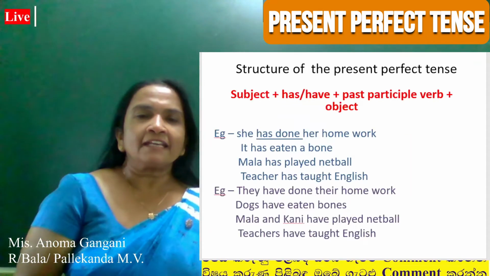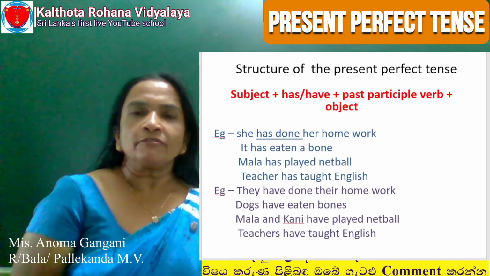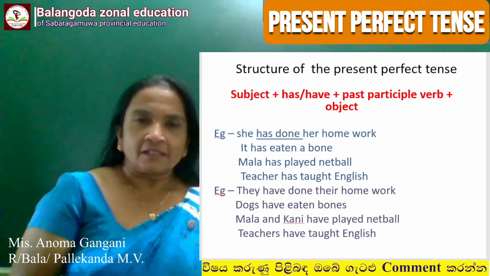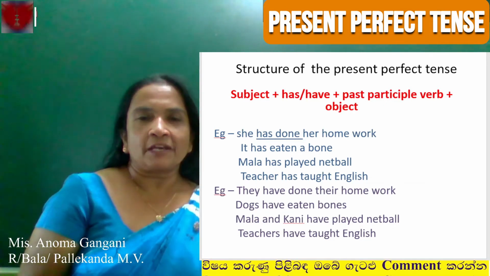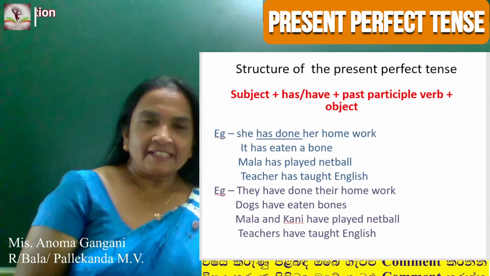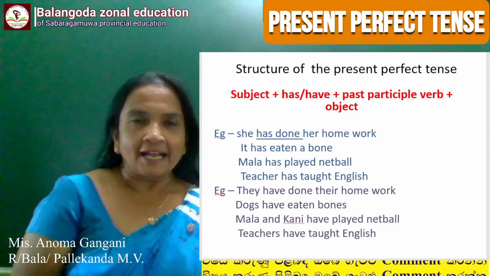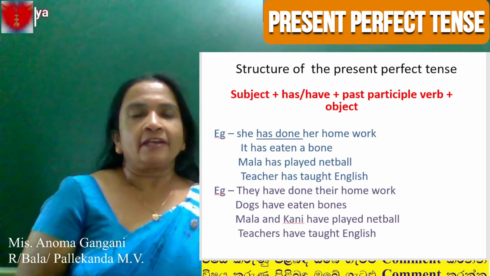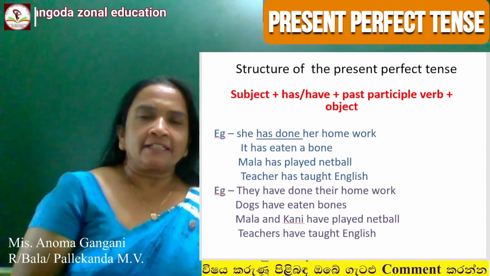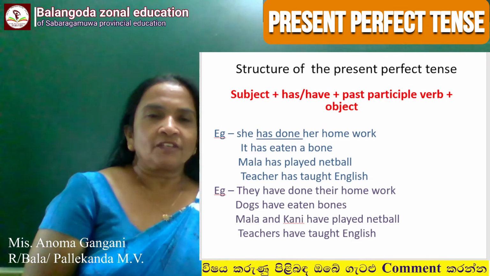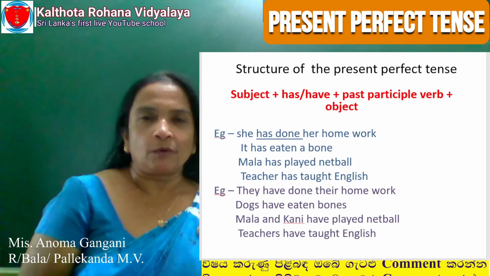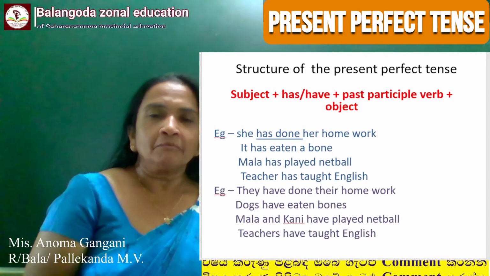The next one is the structure of the present perfect tense. Can you read that? Subject plus has or have, plus past participle verb, plus object. Read it again. Subject plus has, have, past participle verb plus object. The subject here, and the helping verbs are has and have, and the past participle verb.